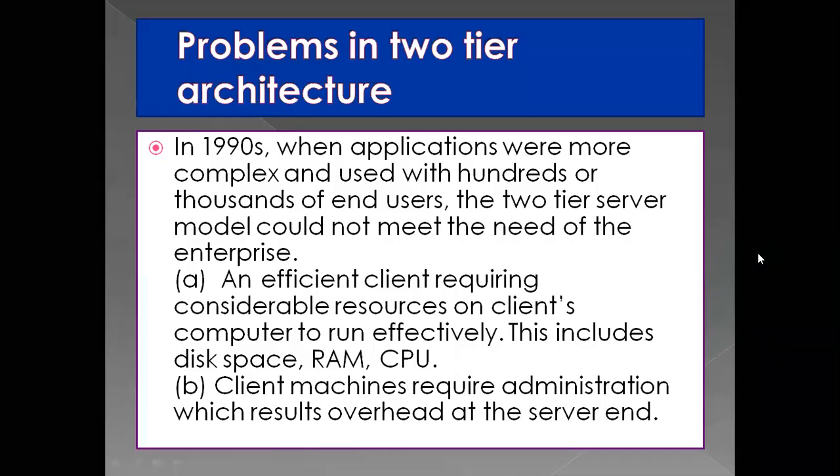Some problems we have found in the two-tier architecture. Okay, what are they? What problems do you think there could be in this two-tier architecture?